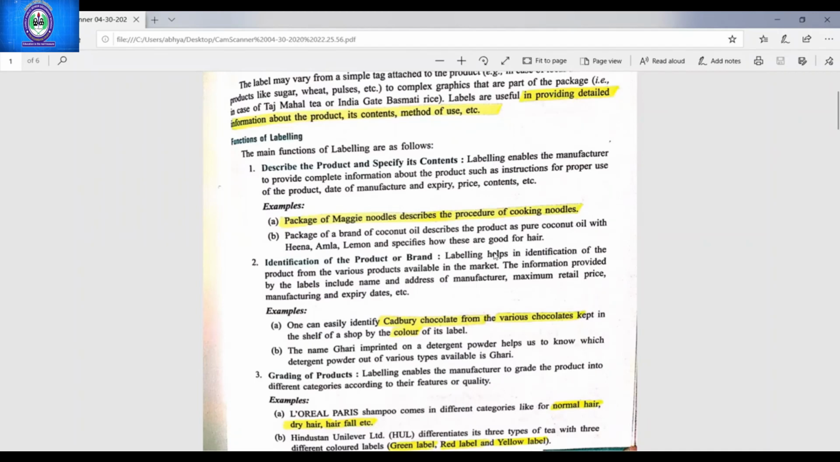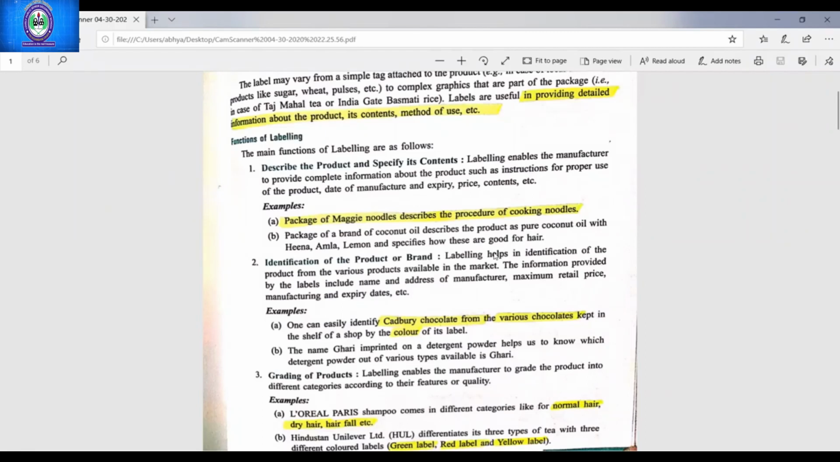Second, identification of the product or brand. In the label, you can easily identify the product or brand, because the product name as well as the brand, with which the product is actually related, is mentioned on the label. So labeling helps in identification of the product from the various products available in the market. Sometimes with the color of the label also we can identify the product. The information provided by the labels includes the name and address of the manufacturer.